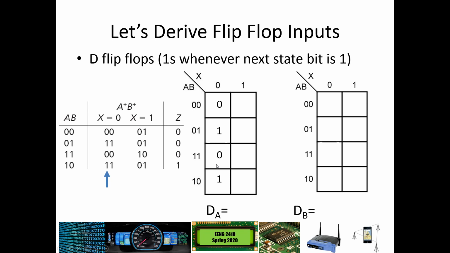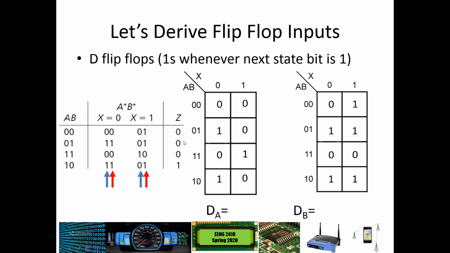And so we're just going to copy that into the K-map. Then we'll go over here to the x equal 1 column and again copy the left column there. And then we'll do the same thing for our dB. And so over here we'll copy our 0, 1, 0, 1. And then we will copy our 1, 1, 0, 1. And so from there we can derive our logic.